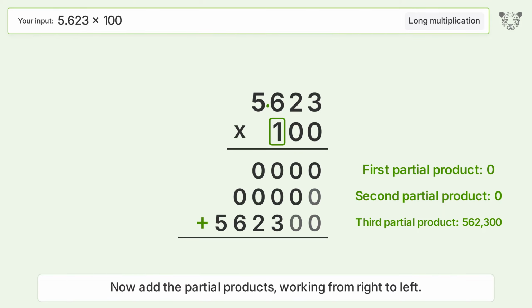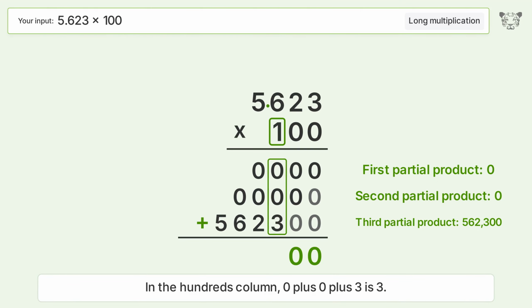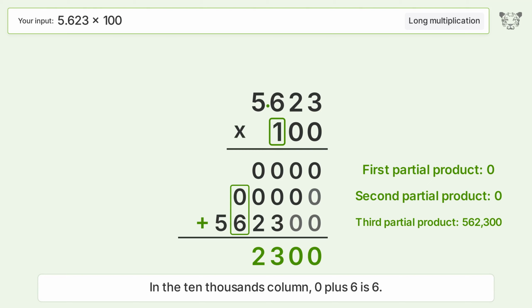Now add the partial products, working from right to left. The ones and tens columns each add to 0. Move right to left, 1 column at a time. In the hundreds column, 0 plus 0 plus 3 is 3. In the thousands column, 0 plus 0 plus 2 is 2. In the 10,000s column, 0 plus 6 is 6. In the 100,000s column, bring down 5. The product of the whole numbers is 562,300.